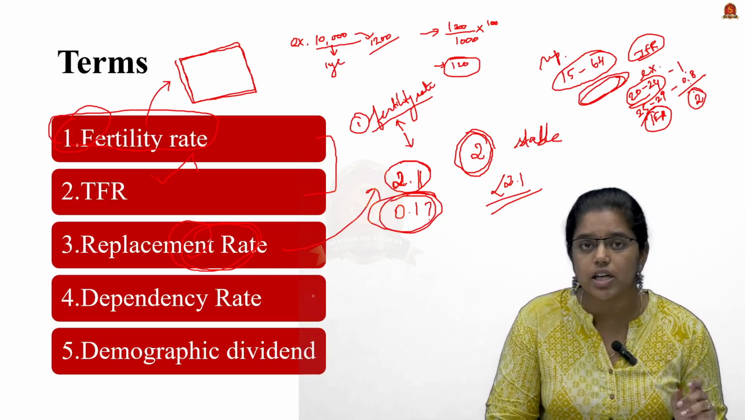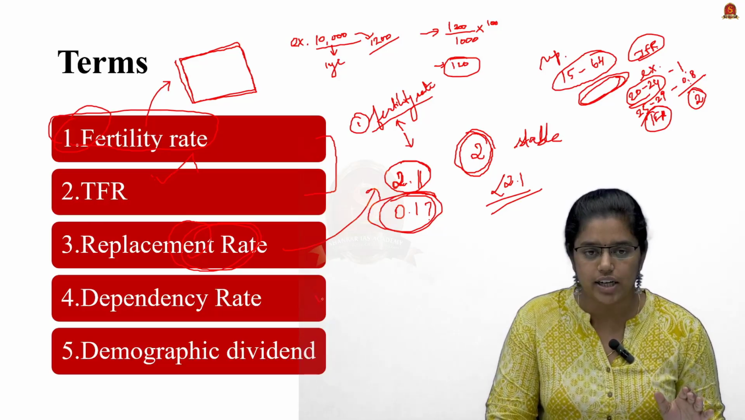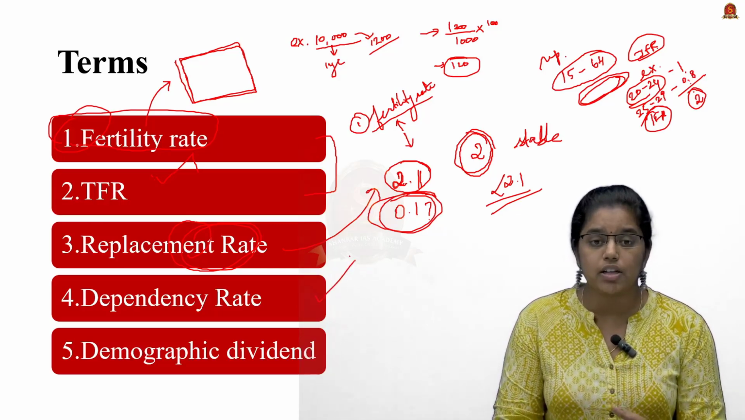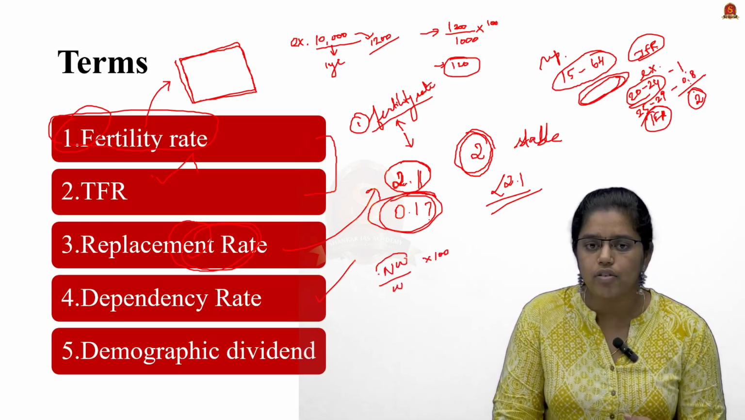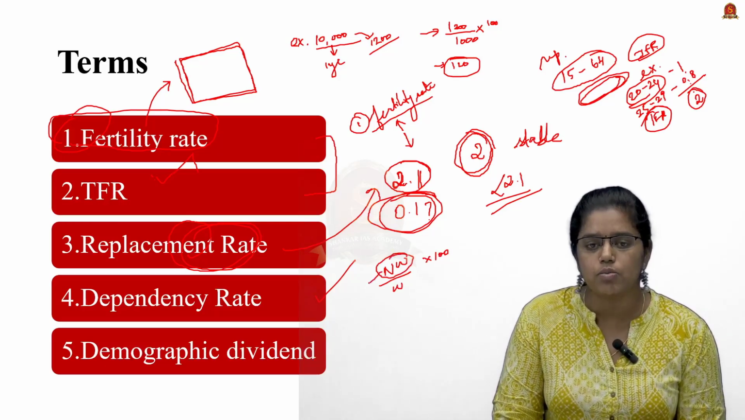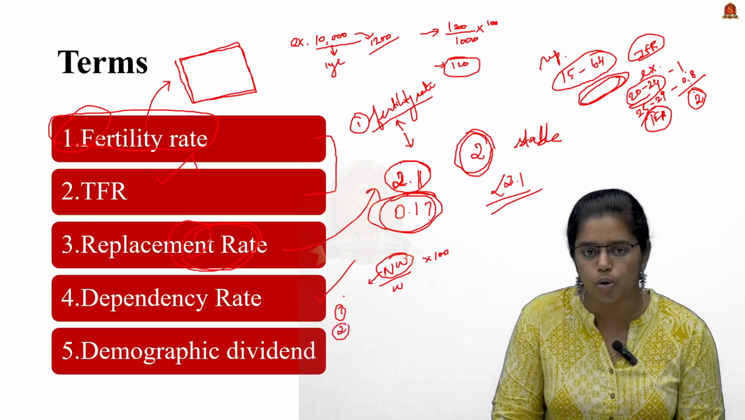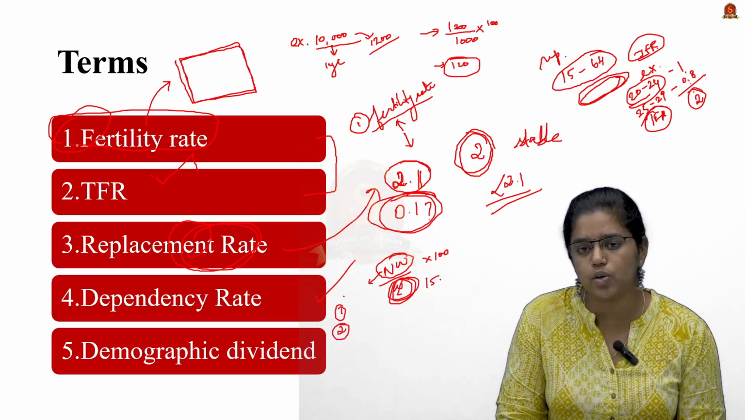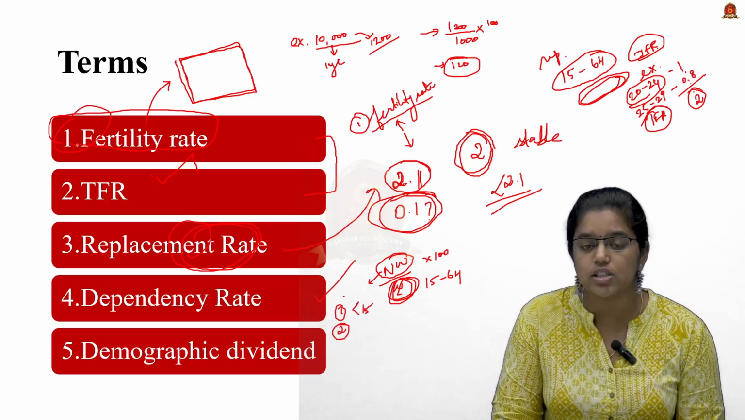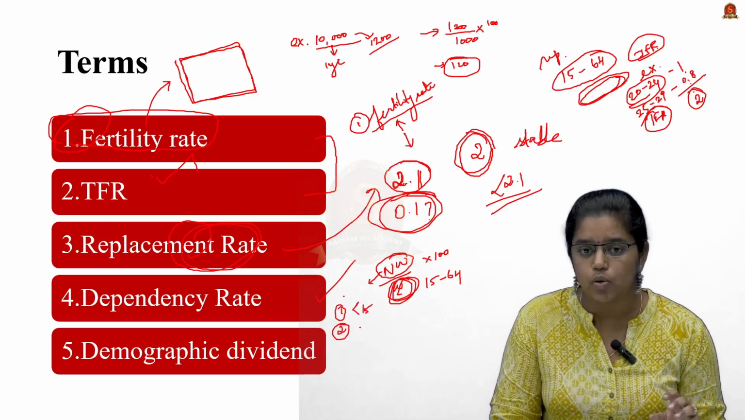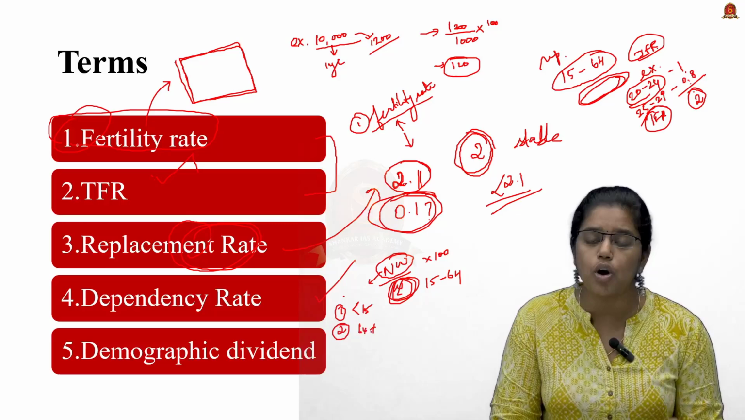The other term we are going to discuss now is the dependency rate. It is nothing but the ratio of the non-working population to the working population into 100. The non-working population usually comes under two categories: one is the young population, and the other is the old population. The working age group comes under the category of 15 to 64. Those who are less than 15 form the young dependency rate, and those who are more than 64 form the old dependency rate.